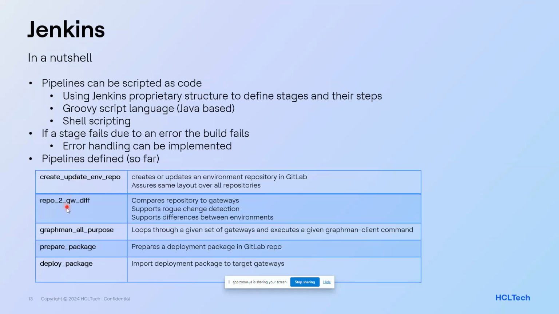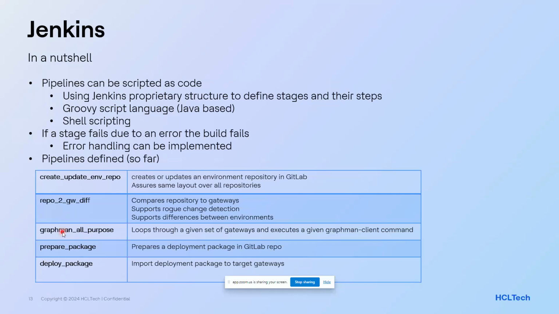This little guy here, repo to gateway differences, compares repositories to gateways. That, for example, supports rogue change detection, and it even supports differences between environments. Very interesting point here: obviously environments should look the same in a certain manner, but this pipeline can be used to identify if they do not look the same at certain points.